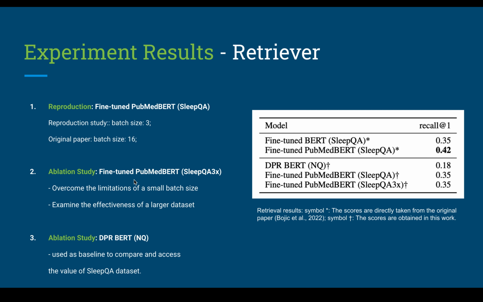My second ablation study is to assess the value of the SleepQA dataset using DPR BERT pre-trained on the Natural Questions dataset as a baseline, which demonstrated a recall at one score of only 0.18. This upholds the value of the SleepQA dataset to the sleep health domain, despite its significantly smaller size when compared to large open domain datasets like Natural Questions.